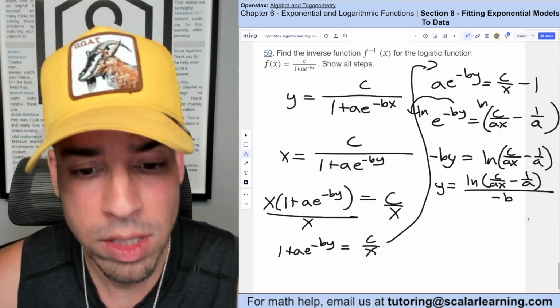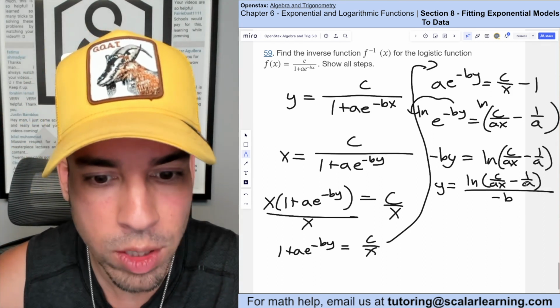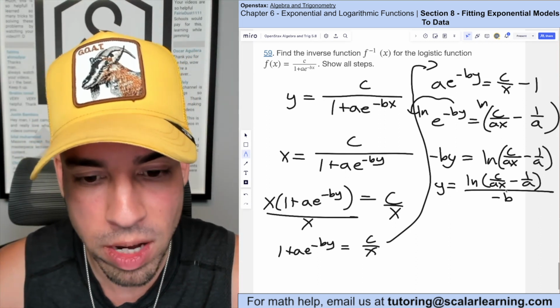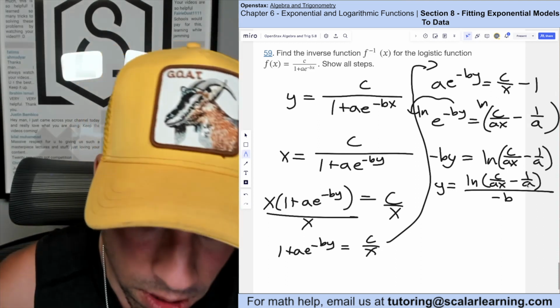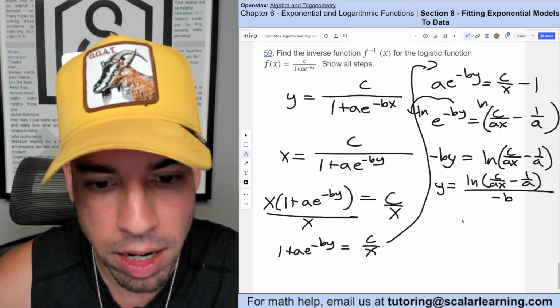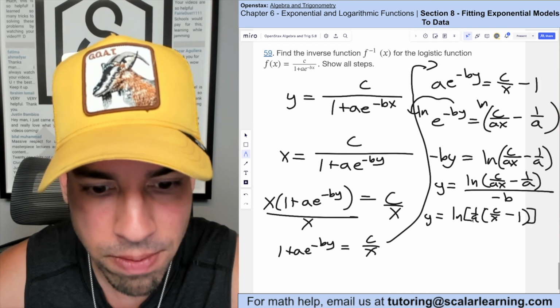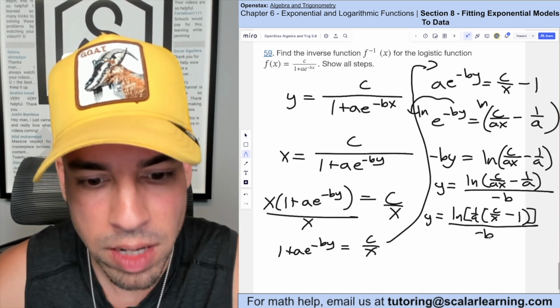So this is slightly different than the answers in the back of the book, so I'm going to show you how we go from this to that answer in the back of the book, but I just want to let you know this should be an acceptable answer. But what they've done basically, they factored out 1 over a times c over x. Now it's just minus 1, right? So I factored that 1 over a out. And I still have negative b down here.